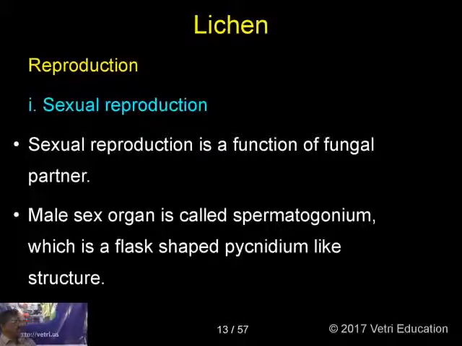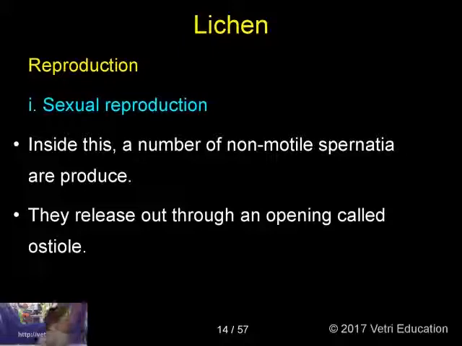Here the male sex organ is called the spermogonium, which is a flask-shaped, pycnidium-like structure. Inside this, a number of non-motile spermatia are developed. You can see the photograph later. It is just like a pycnidium-like structure, and inside a number of spermatia are developed. They are released out through an opening.